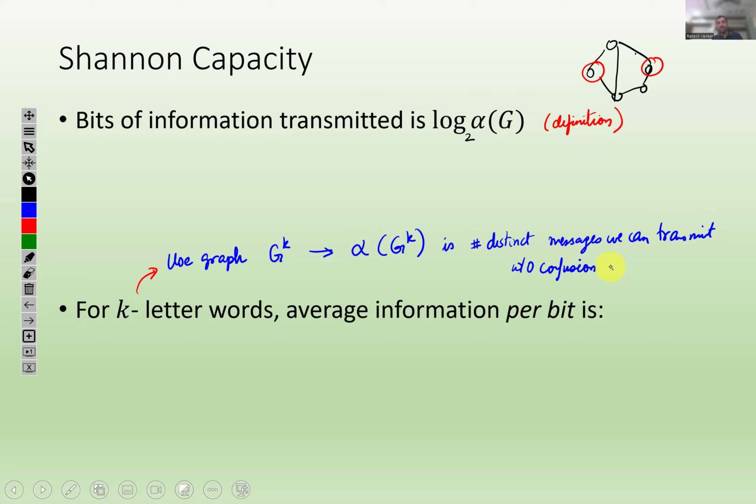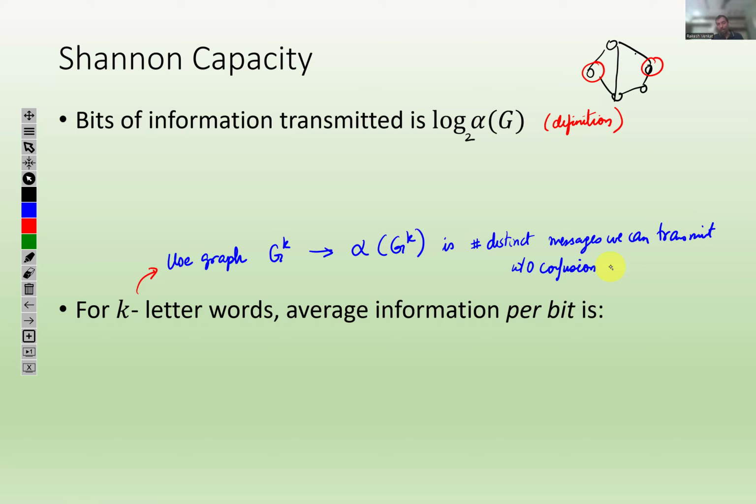That is, they are basically non-similar messages. They have no chance of being confused at the output end. So for k letter words, you are transmitting alpha of G power k, which is greater than or equal to alpha of G to the power k. So it looks like, great, I'm getting a lot of gain by using the powered graph. I can transmit more messages. But wait, you're paying for it. It's not that you're getting this for free.